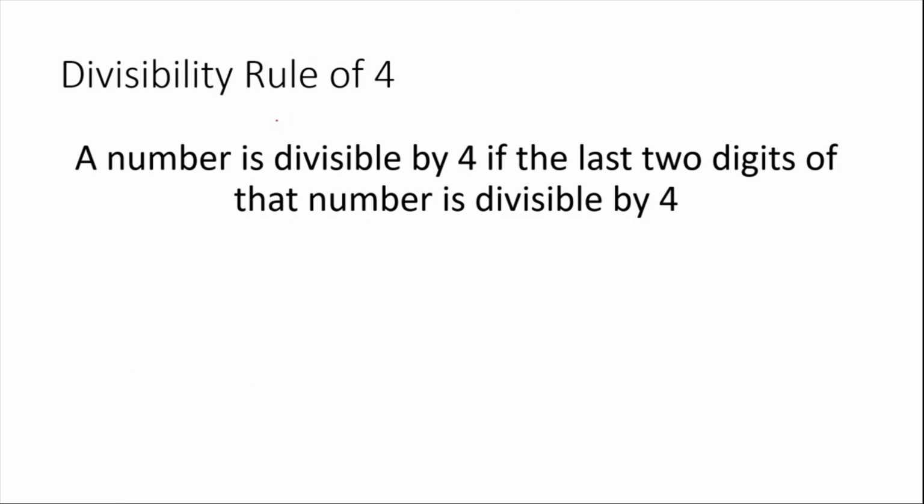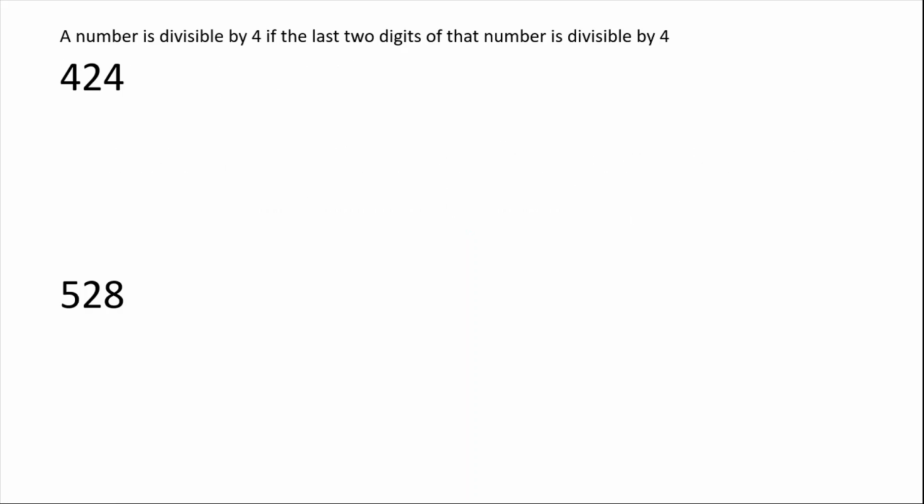Alright, the next rule is rule of 4. The rule of 4 states that a number is divisible by 4 if the last two digits of that number are divisible by 4. Alright, here are two examples.